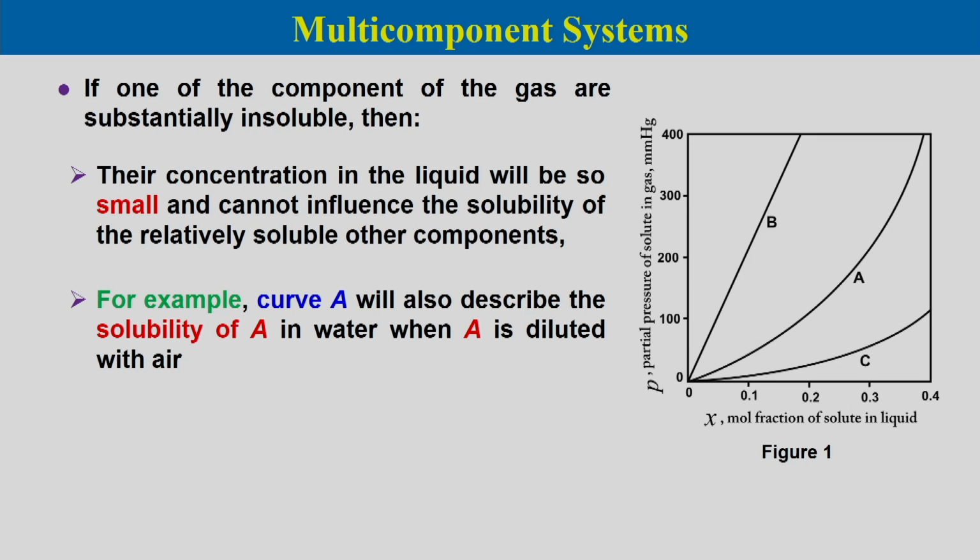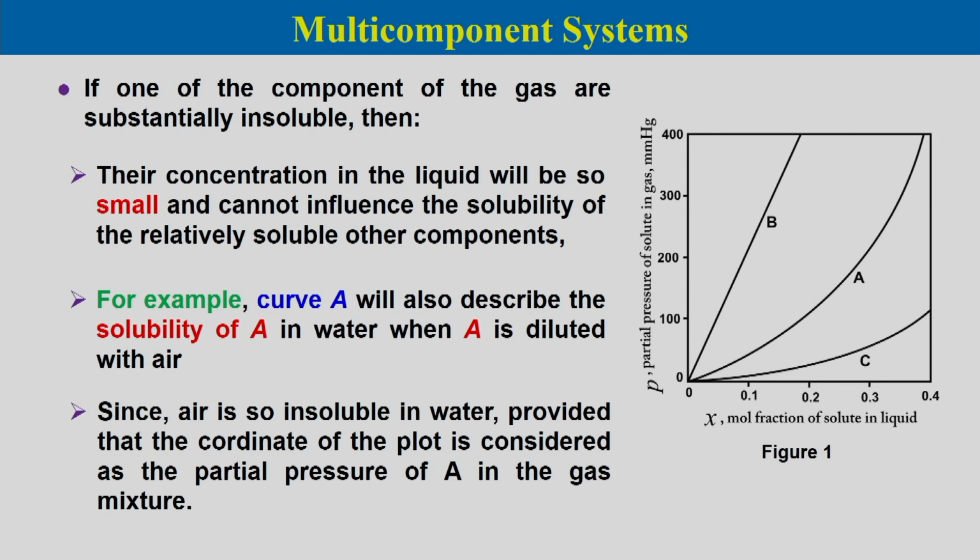For example, curve A will also describe the solubility of A in water when A is diluted with air, as we said, an air-ammonia mixture, since air is so insoluble in water, provided that the coordinate of the plot is considered as the partial pressure of A in the gas mixture. So, as you can see here, it is already mentioned, this is the partial pressure of solute in the gas phase.